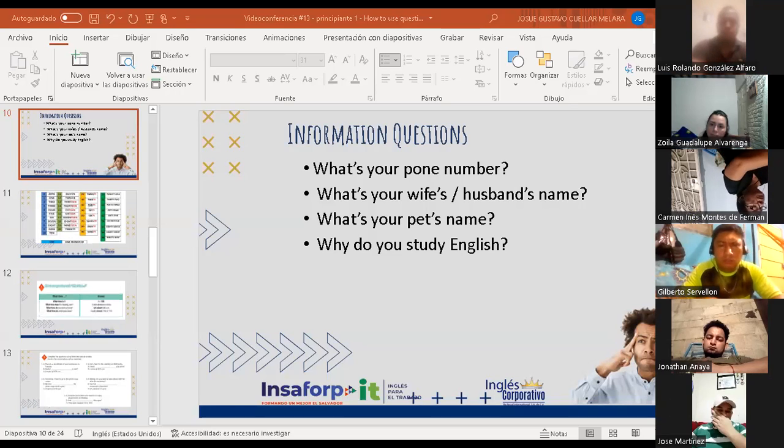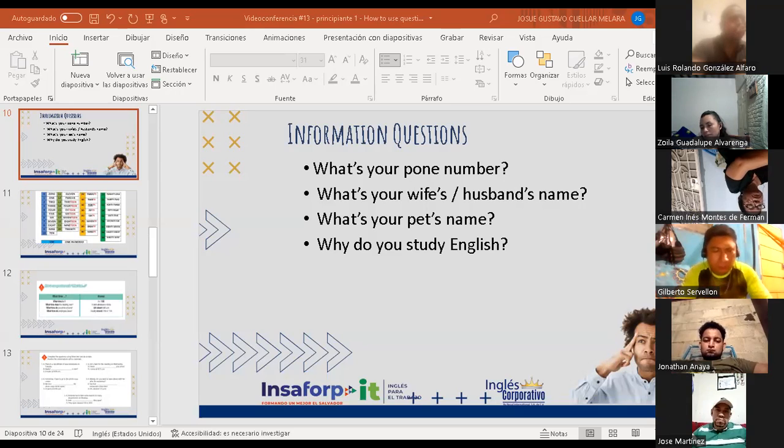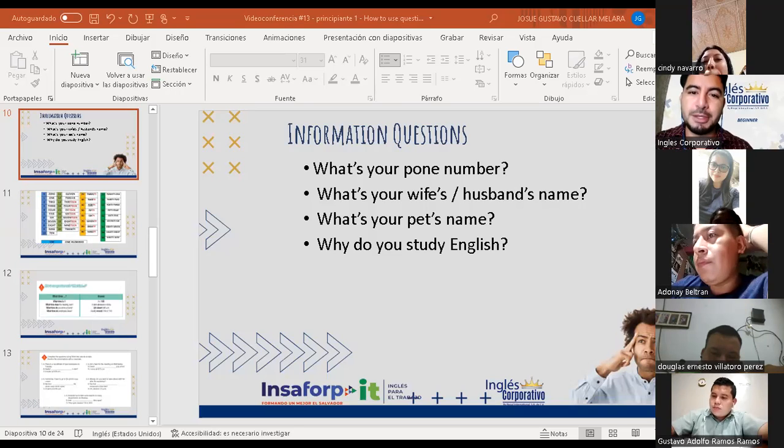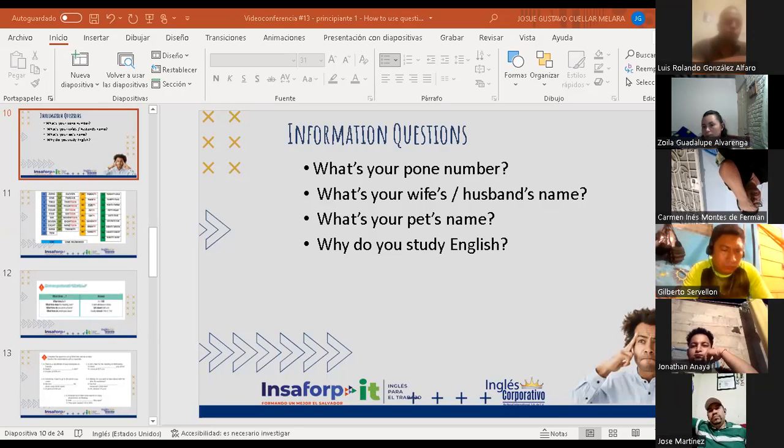What's your pet name? Yes. Okay. Sería his pet's name or her pet's name? His pet's name is Canelo. No pet, no problem. Thank you. Okay, we go now with Gilberto and Jonathan.